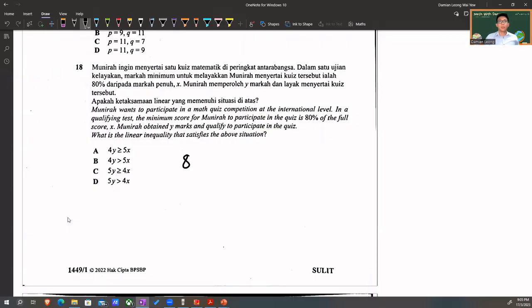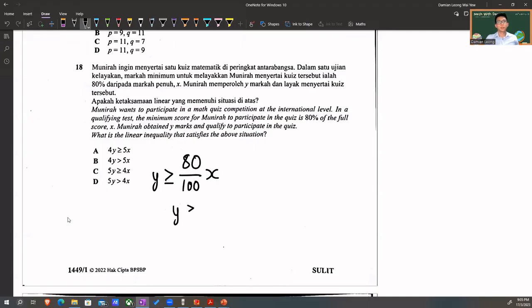So 80% of the full score X, so 80 over 100 times X, must be less than Y. Basically, Y must be more than that. Y must be more than or equal to 80% of X.